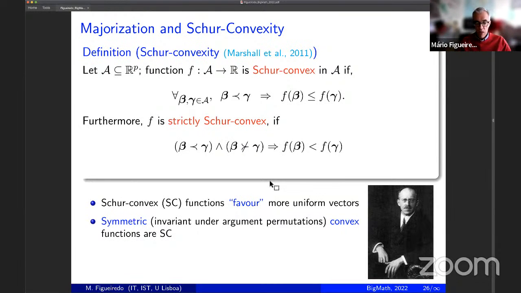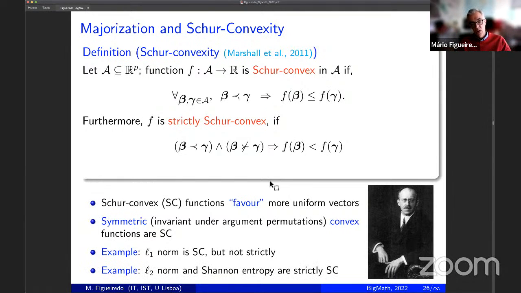Symmetric means they're invariant to permutations of the arguments. For example, the L1 norm is Schur convex because, of course, it's convex and it's symmetric, but it's not strictly convex, neither strictly Schur convex. And the L2 norm and the Shannon entropy, for example, are strictly Schur convex. Actually, the negative Shannon entropy, not the Shannon entropy.